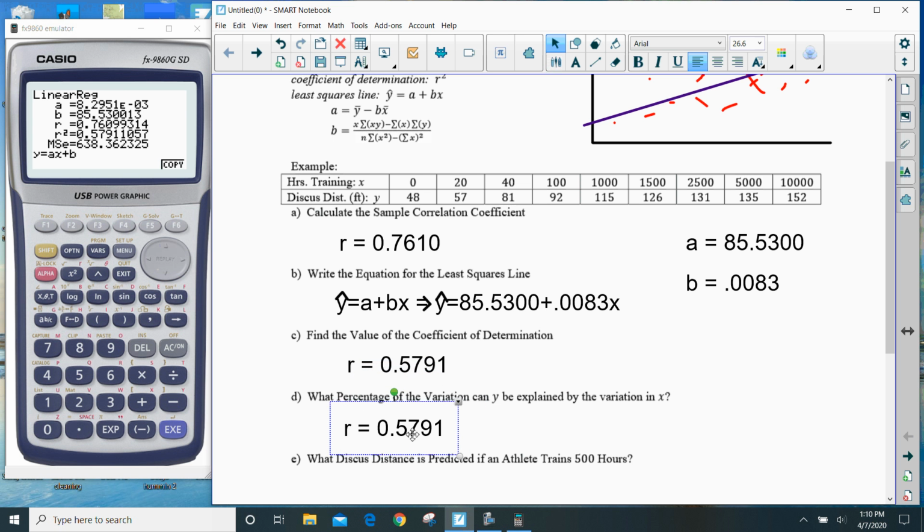All right. The percentage of y that can be explained by x. Well, this percentage is just this coefficient of determination written as a percentage. So we move this decimal place 2 places, and now this is a percentage. So 57.91%. This is supposed to be r squared. I'm sorry.